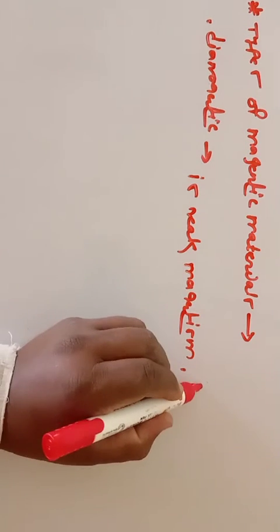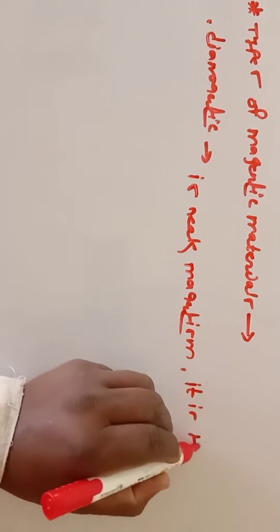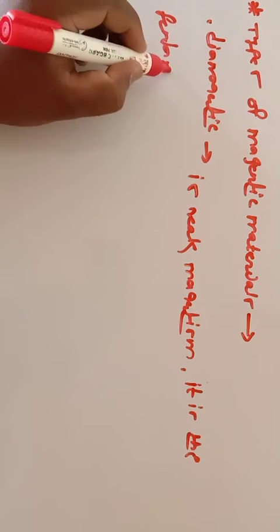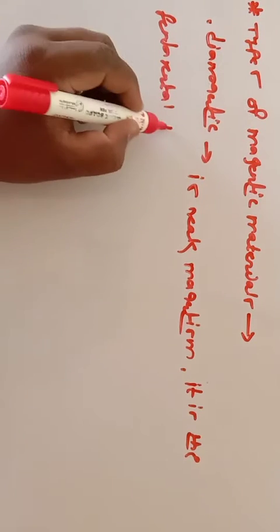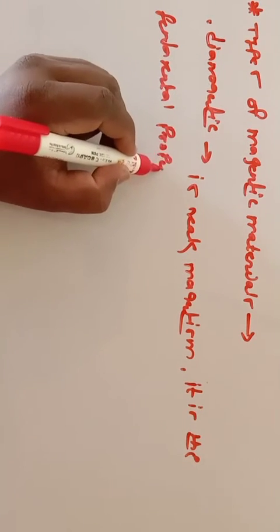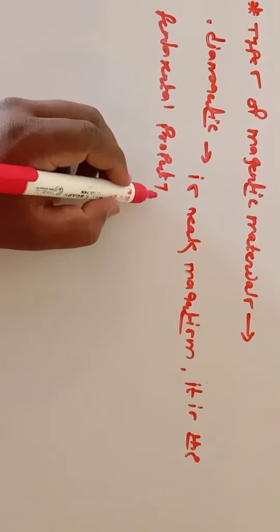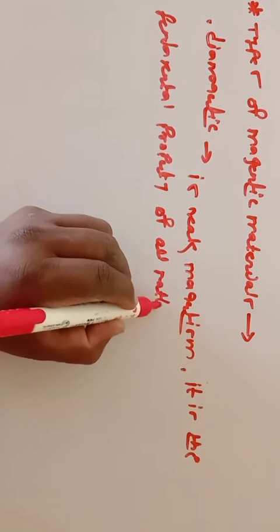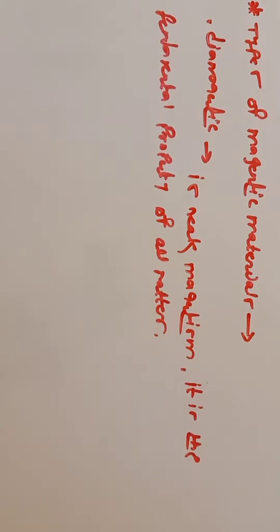This is the important part. Diamagnetism is a weak magnetism and it is the fundamental property of all matter.